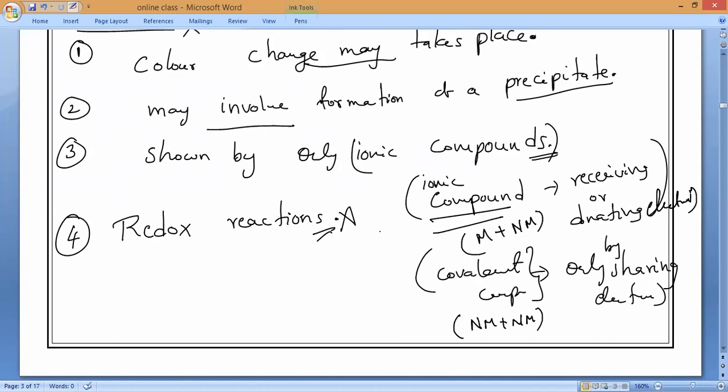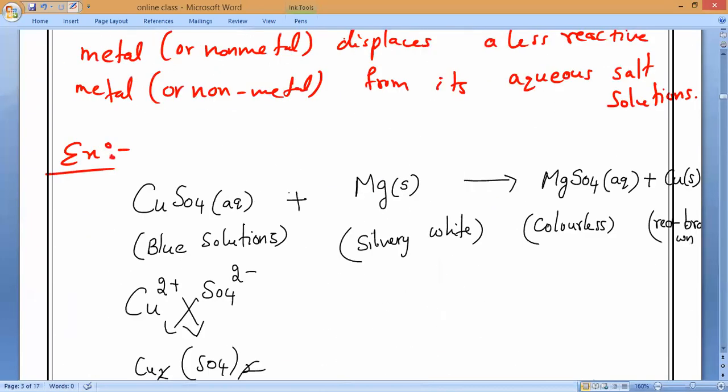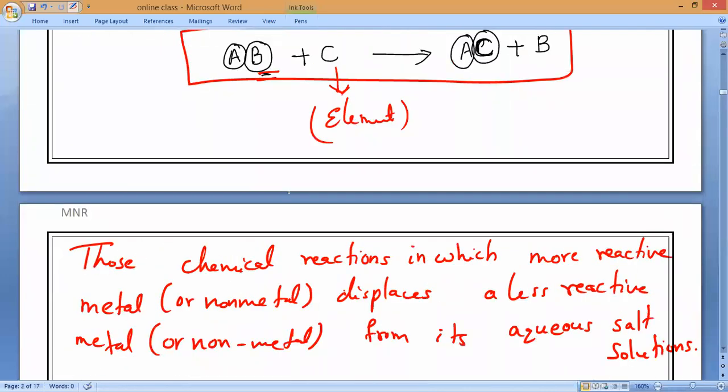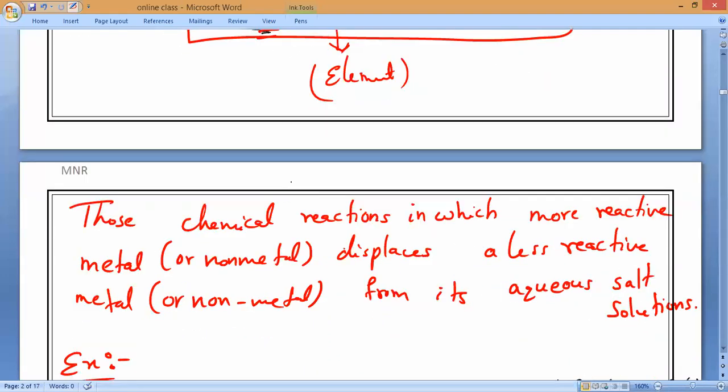Is it okay? Now, as I mentioned, can anybody read the definition of displacement reaction? Please kindly read. What is the definition of displacement reaction? More reactive element will displace what, guys? More reactive element displaces the less reactive element. Understand? That is what you have to remember.